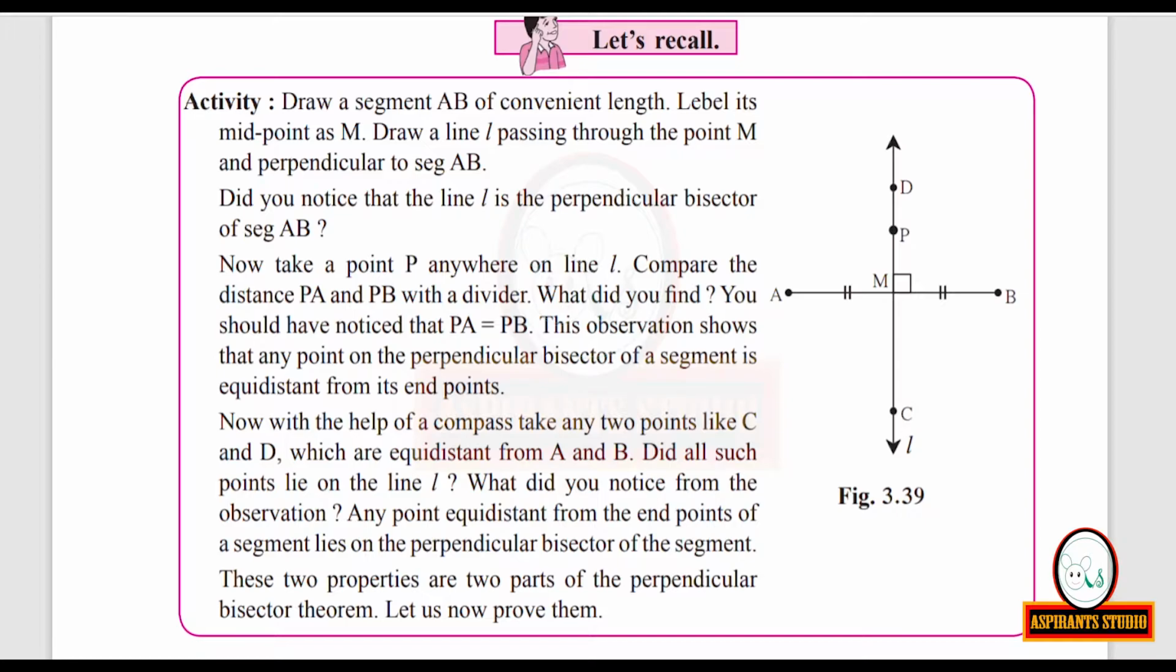Now with the help of a compass, take any two points like C and D which are equidistant from A and B. Did all such points lie on the line L? What did you notice from the observation? Any point equidistant from the end points of a segment lies on the perpendicular bisector of the segment. These two properties are two parts of the perpendicular bisector theorem. Now let us prove them.